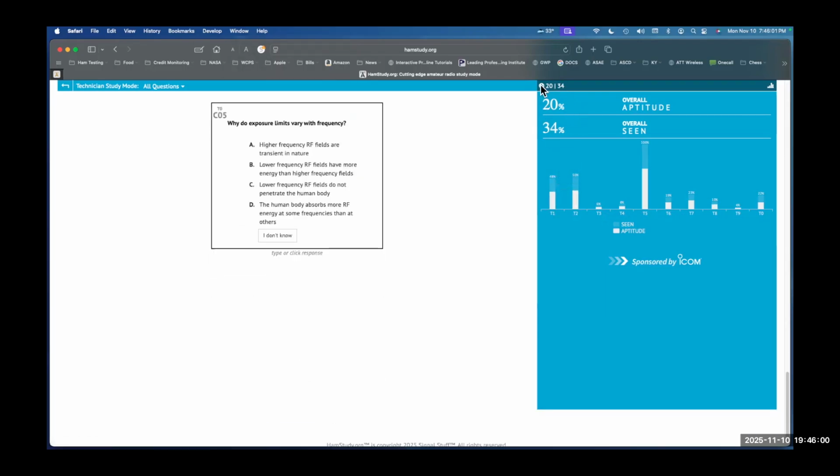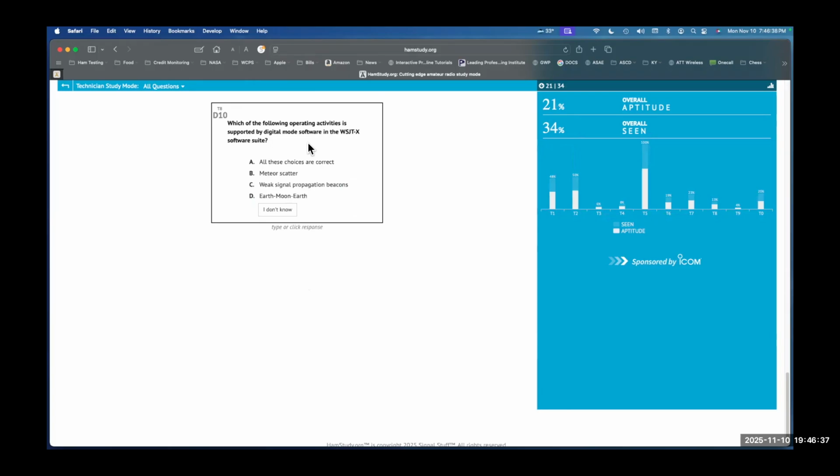So you can see as we're answering these questions, our percentage is going up. Why do exposure limits vary with frequency? Higher frequency RF fields are transient in nature. Lower frequency RF fields have more energy than higher frequency fields. Low frequency RF fields do not penetrate the human body. The human body absorbs more RF energy at some frequencies than at others. D. The answer is going to be D.